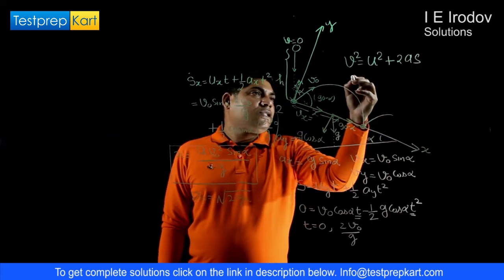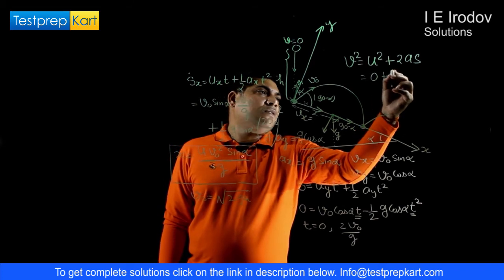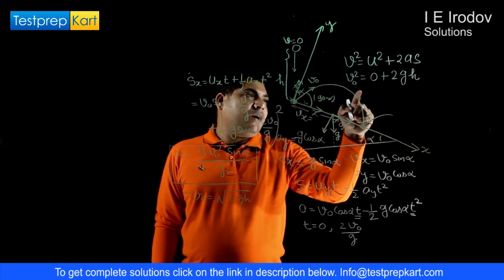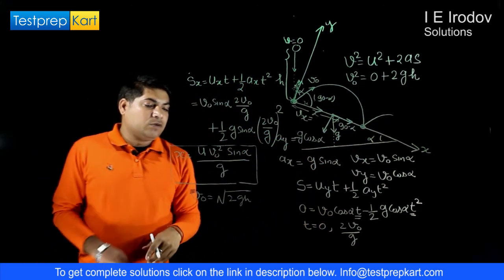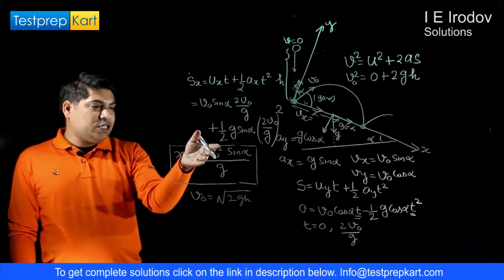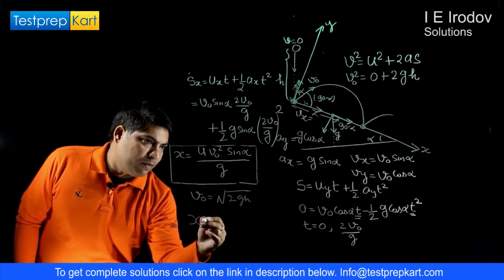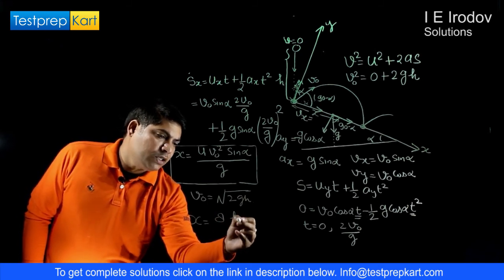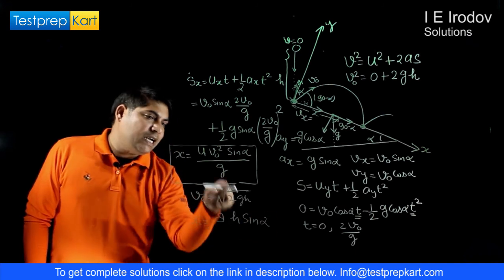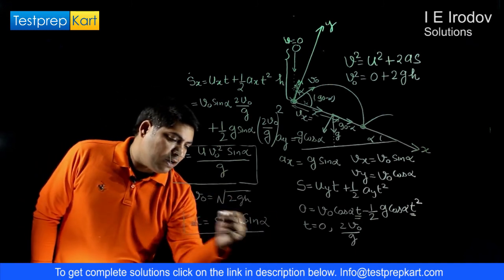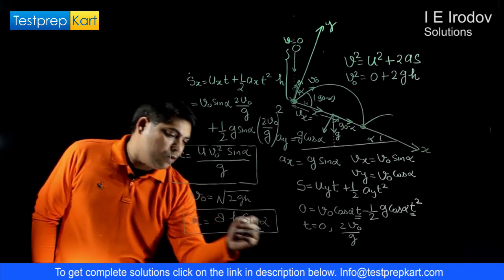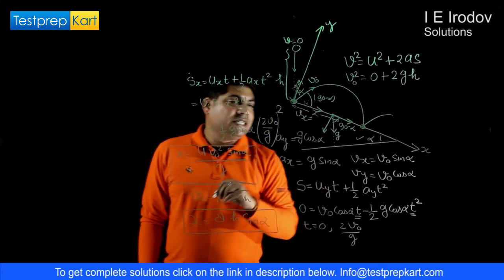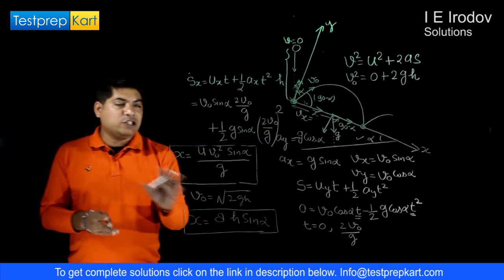For v naught, using v square equals to twice as, the initial velocity is 0, acceleration is g, height is h, so v naught square equals 2gh. From here you will get v naught is equal to root 2gh. Now we can substitute this value in this expression, and from here we'll get 8h sine alpha, as g and g will get cancelled out. So the next point of rebound would be at 8h sine alpha, where alpha is the slope of this inclined plane. So this is the final solution of this problem.